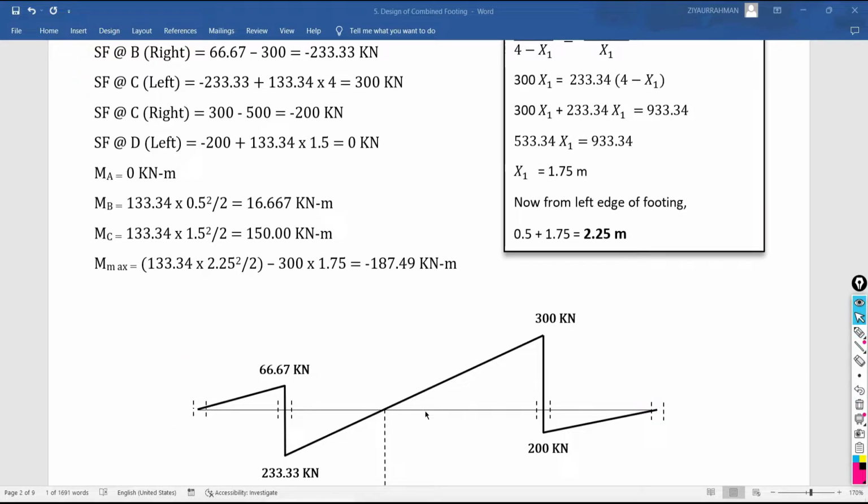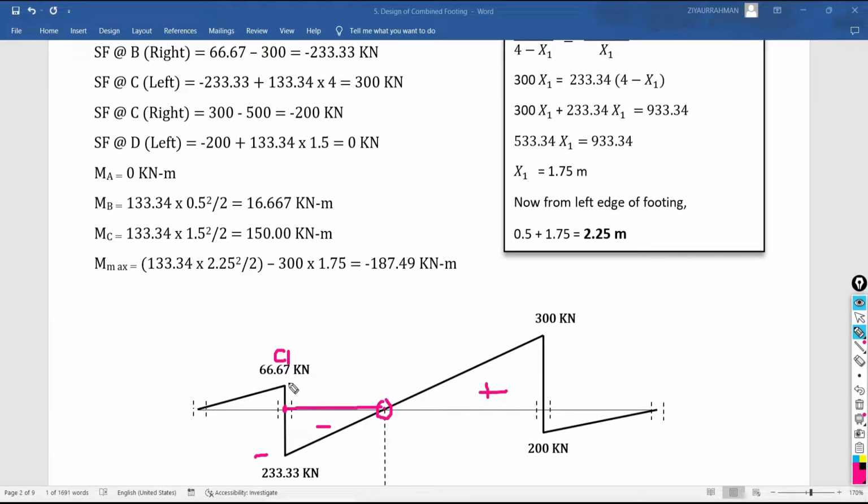After that, one more thing, that is the most important thing, you need to know the point of zero shear force distance. At what distance is this point of zero shear force available from the center of this C1 point? Here it is negative, here it is positive. In between, when the sign changes from negative to positive, you have the point of zero shear force.